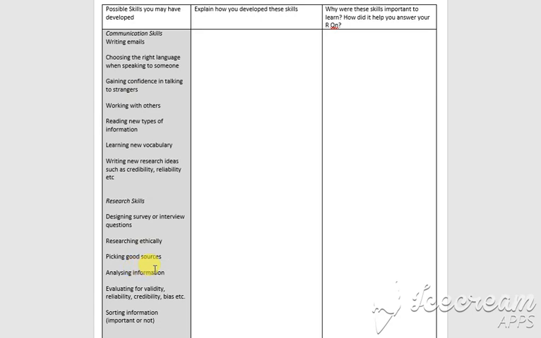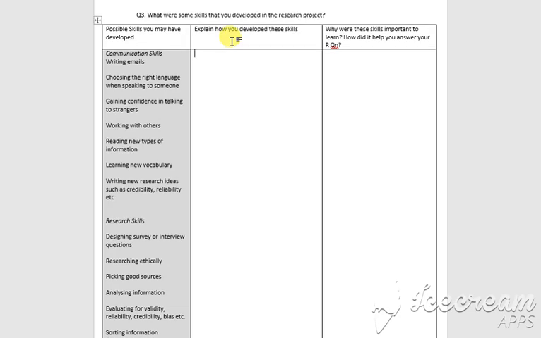So, for example, writing emails. You might have had to work with that. So you will definitely say, I developed my skills of writing emails by sending 3 different emails to professors. I had to practice spell check, and I had to practice using the right greeting, and I had to learn how to develop the right language and be polite and be ethical, etc.